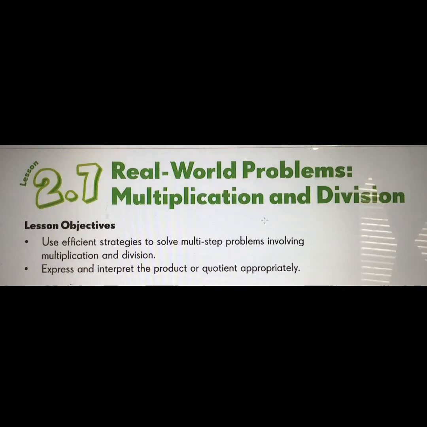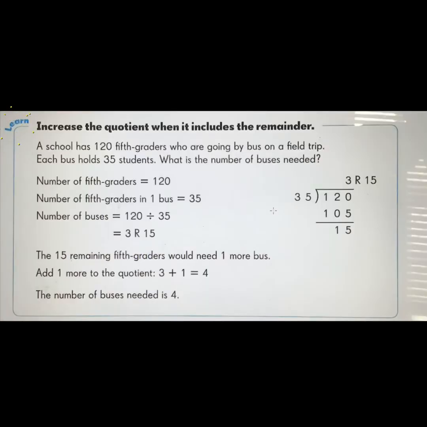For today's lesson, we're going to revisit some word problems from Chapter 2. In Chapter 2, we worked with word problems that required multi-steps involving multiplication and division. Today we are going to continue working with word problems that require us to use strategies to solve multi-step problems. Some word problems require us to increase the quotient when it includes the remainder.